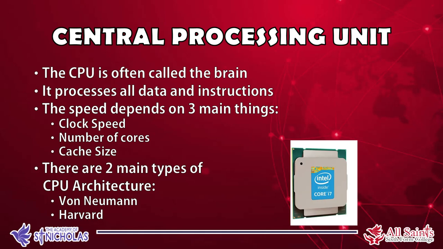The next one is the amount of cores. So for instance, how many processors are inside of the CPU? If we have got two processors working at the same time, or four processors working at the same time, there is normally more chance of the four cores running faster than two, because they're doing four sets of instructions at the same time rather than two.